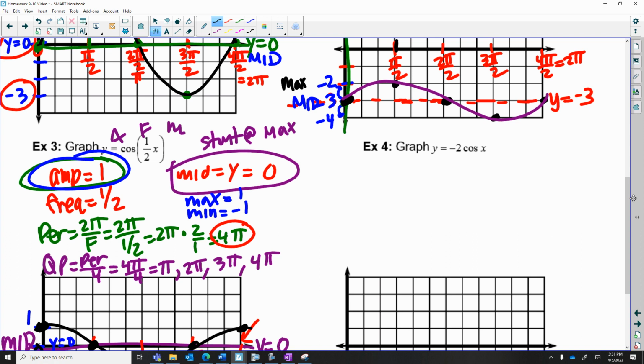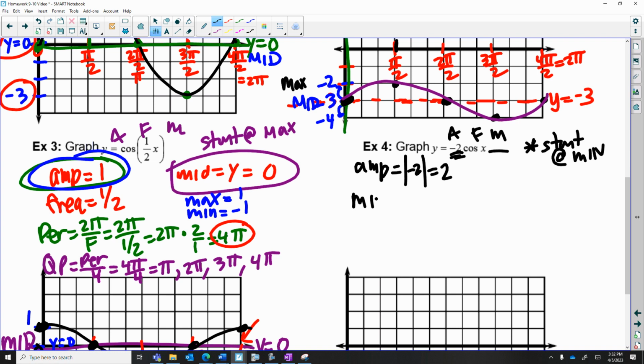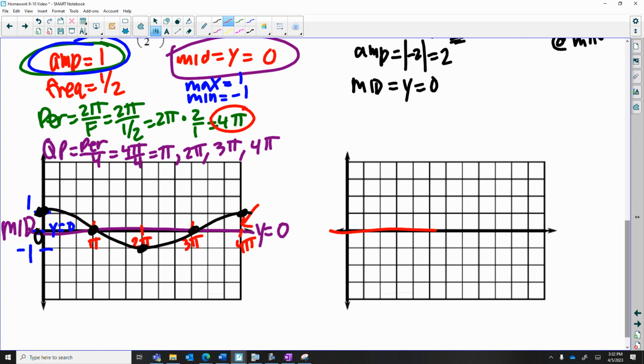This is also cosine, but it's negative. The amplitude is still, the absolute value is still positive 2, but negative cosine means it's going to start at the minimum. Okay, so the midline is 0. So let's go to y equals 0. We'll start at our midline, and we'll place that line here first, midline.